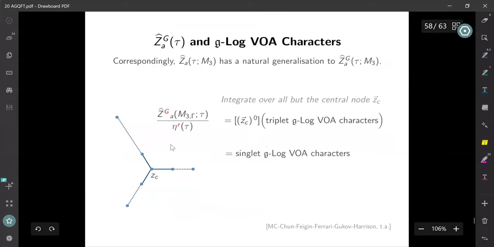Okay, so if you look at the higher rank version of the z hat Q invariant, what you get is a completely analogous relation to the logarithmic VOAs. Namely, if you integrate over all but the central node, then what you get as the remaining integrand is the triplet's higher rank version of the log VOA characters. And once you integrate it, you get, of course, the singlet log VOA characters. So they are still given, in a completely analogous fashion, by the log VOA characters.